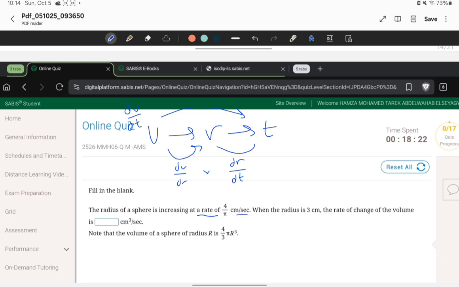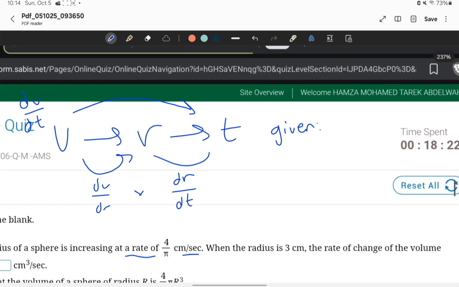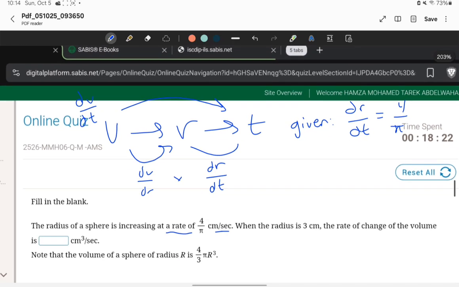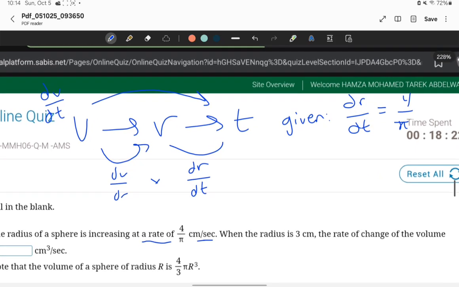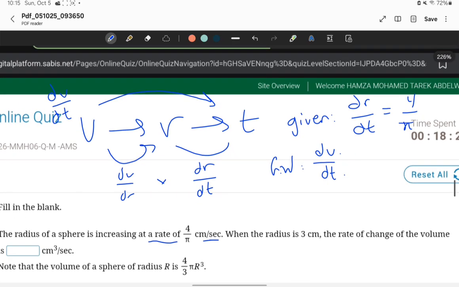The radius of a sphere is increasing at the rate of 4 over pi, so the given is the radius increasing over time. That means they gave us dr over dt, which is 4 over pi. When the radius is 3, the rate of change of the volume is, so we want to find the change of volume per time. Find the dv over dt, right? Because volume over time, you can also check the units so that you don't mix up volume and time.